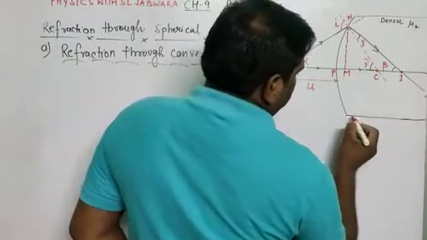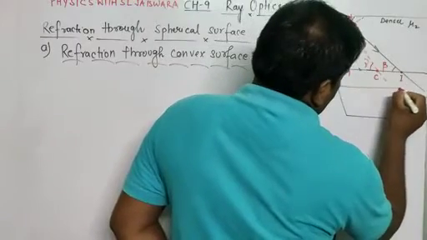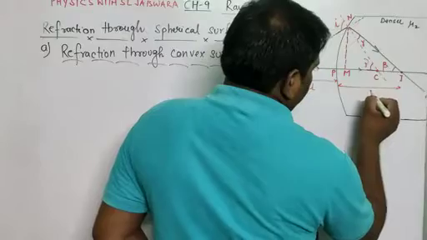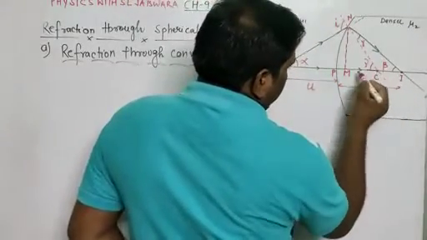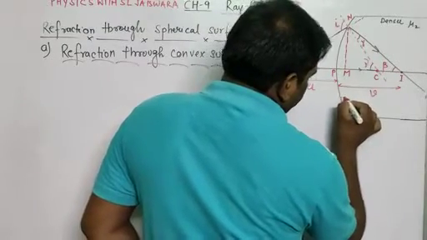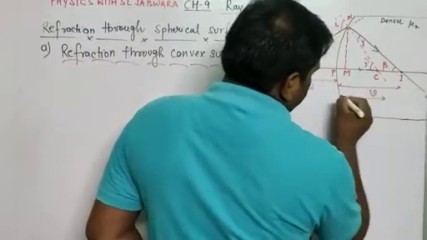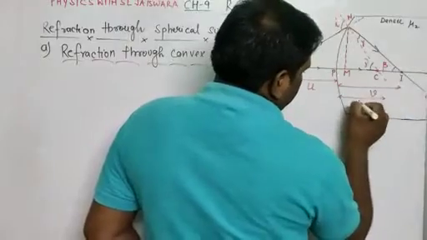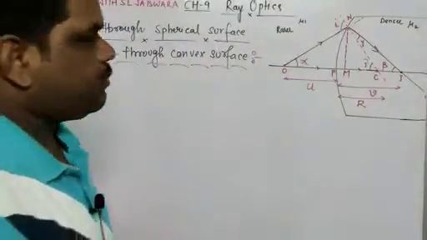And what will be the object distance? Object distance will be from P to O. And from P to I, this will be the image distance. What about PC? PC will be what? C is the center of this curvature. So PC will be the radius of curvature, that is capital R.